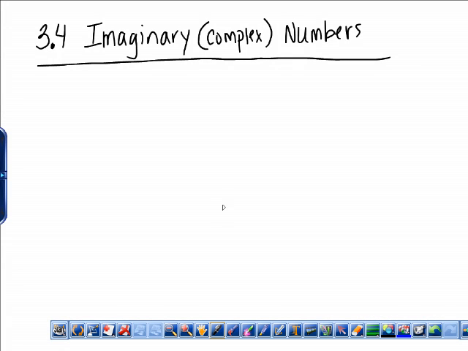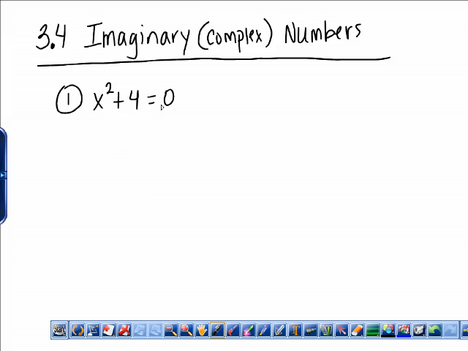Okay, this is the 3.4 video lesson on imaginary or complex numbers. Let's just open up with an example of a simple solve for x. I'm going to let this first one be a pretty easy one to solve. We've already talked about this. You learned this last year.